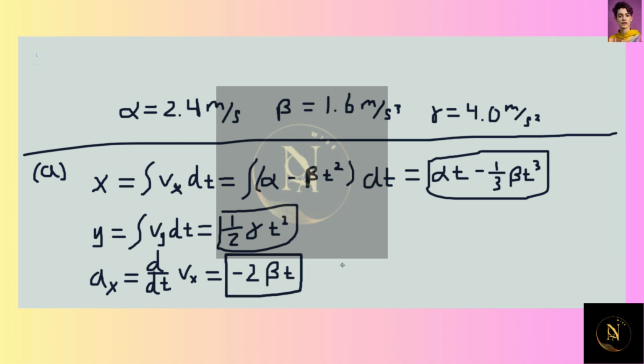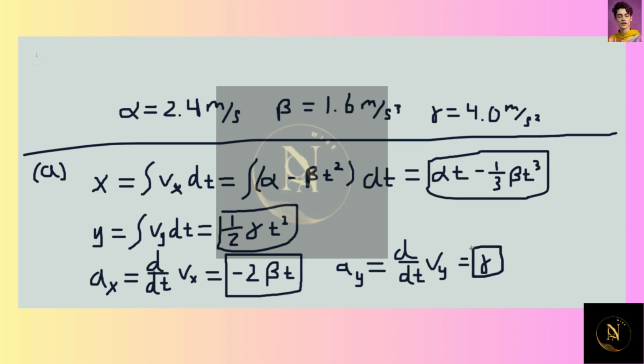Lastly, we just need to find the acceleration in the y direction, a sub y. That's going to be equal to the time derivative of v sub y, which is just gamma t. So the time derivative is just going to be equal to gamma.